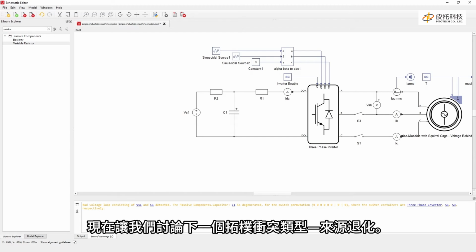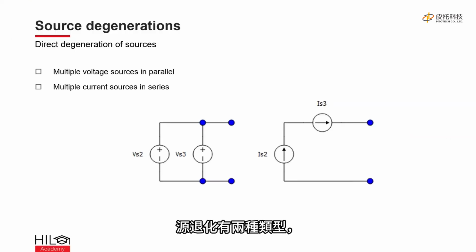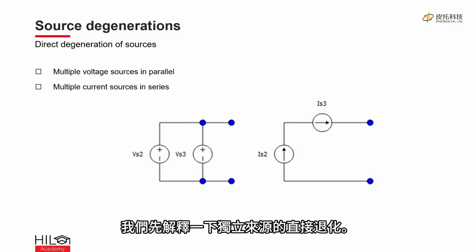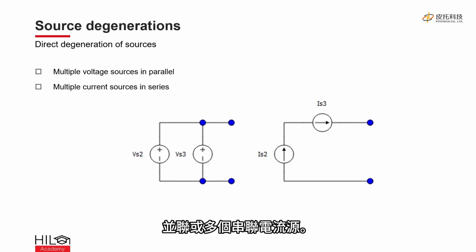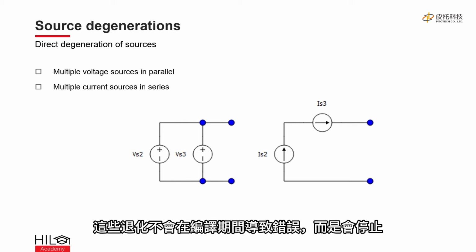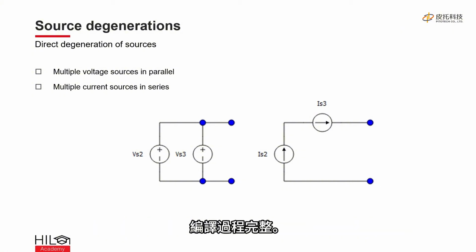Let's now talk about the next topological conflict type, source degenerations. There are two types of source degenerations: direct degeneration of independent sources and of independent sources with zero sources. We'll first explain the direct degeneration of independent sources. Degeneration of independent sources occurs when there are multiple voltage sources in parallel or multiple current sources in series. These degenerations won't cause a warning during compilation but instead will stop the compilation process completely.